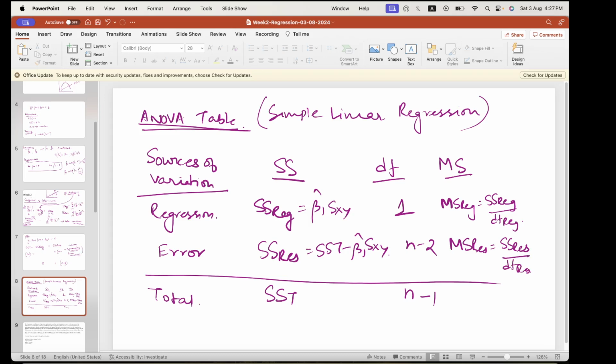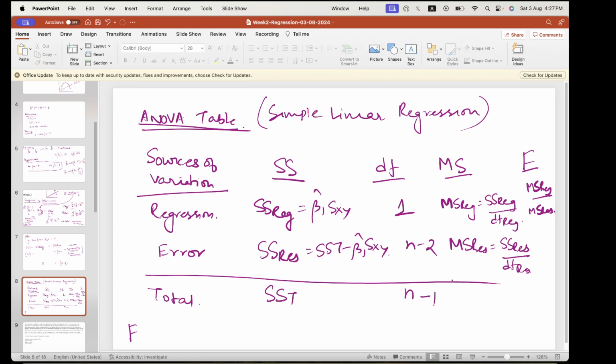Another thing we are going to check is the significance of the entire regression. That would be tested by an F statistic, which would also be reported in the ANOVA table, and it would be MS regression by MS residual, this term by this term.